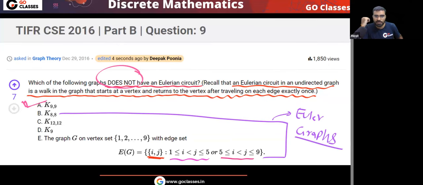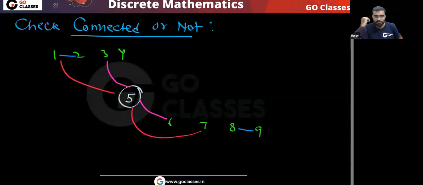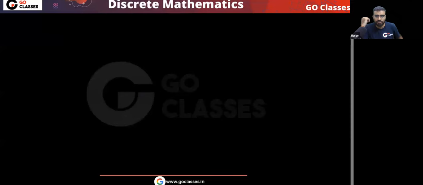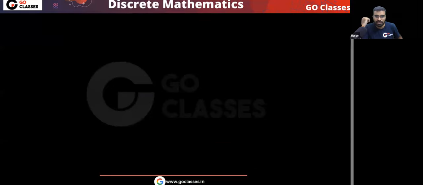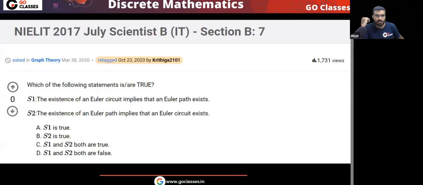Okay, so this is another very simple question. Let's move on now. This TIFR question we have already seen. Let's see the next. What is the answer for this question? This is a NIELIT Scientist B 2017 question.